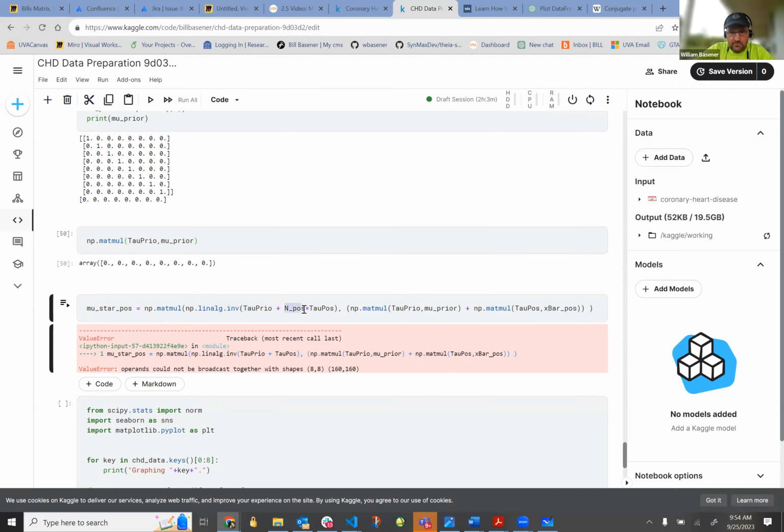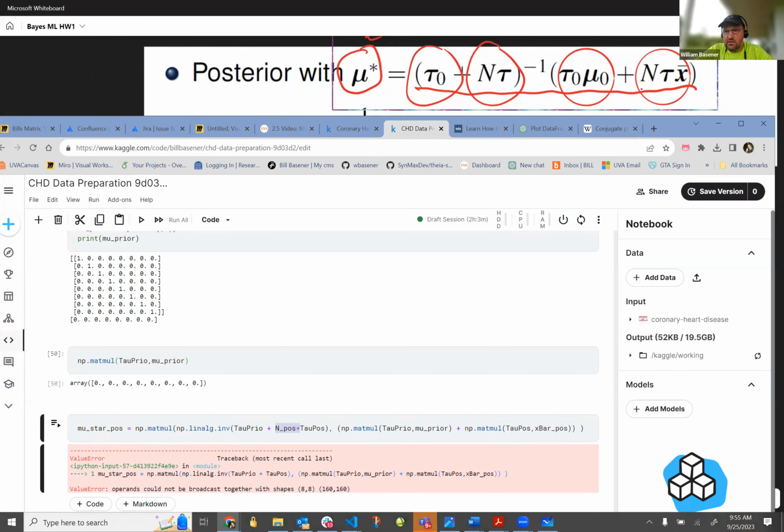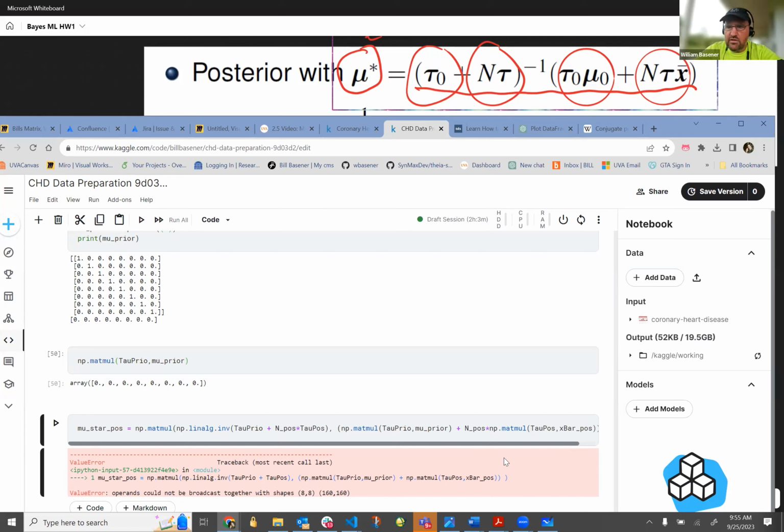That's correct. And the second piece, this n, sorry, let me finish this thought. It's n times x bar. That n goes, and n is this times tau times x bar. Okay, so it's telling me this second array is 160 by 160. So it's telling me this whole array is 160 by 160.